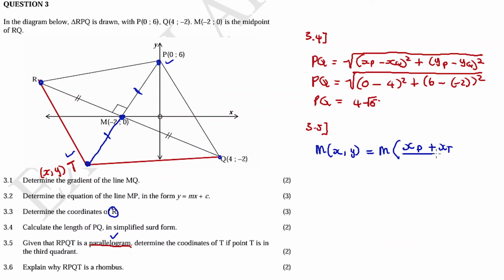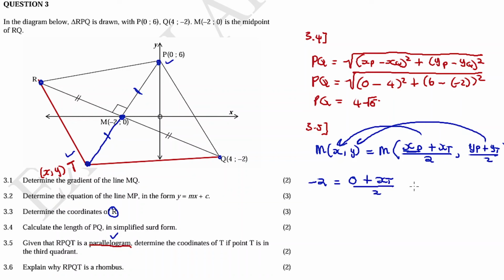So xp added to xt divided by 2 gives the x coordinate of M. If you do the same thing with the y coordinates, you should get the y coordinate of M. So the x coordinate for M is -2. So -2 is equal to, what is xp? Xp is 0 plus, what is xt? We don't know, divided by 2.